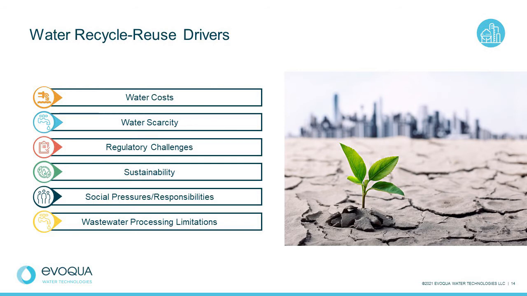Regulatory challenges have caused increased wastewater treatment costs, but have also resulted in higher quality treated wastewater, which is more suitable for reuse. Sustainable practices to conserve water and reuse wastewater are becoming common, and there's increasing social pressure to do so. By recovering and reusing treated wastewater, load to the receiving stream is reduced, and flow-based processing limitations are more easily achieved as a result of the reduced wastewater discharge volume.